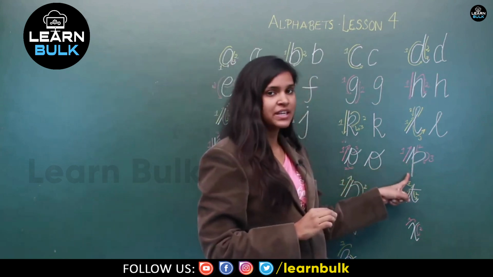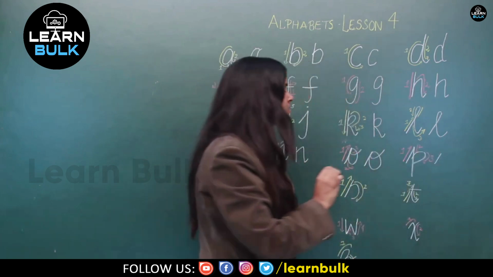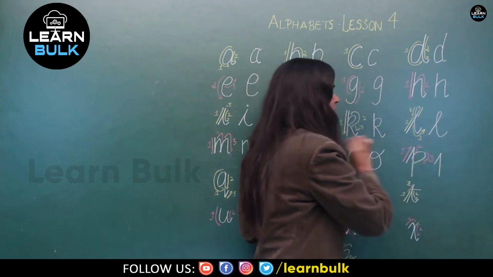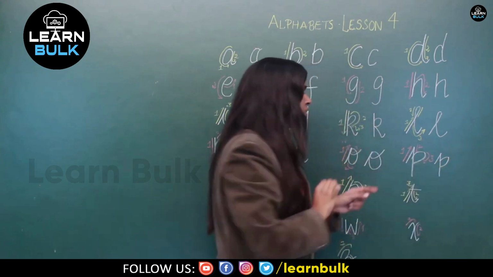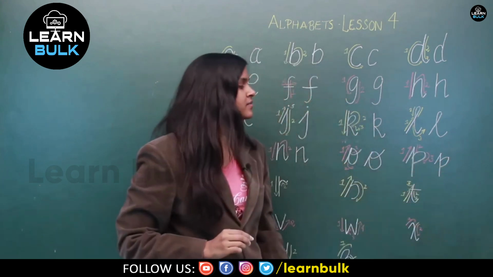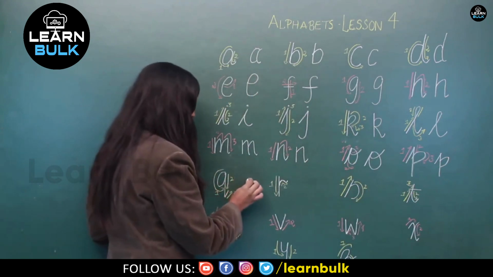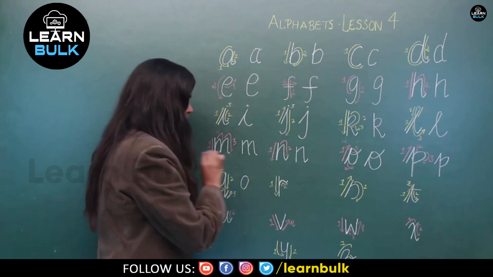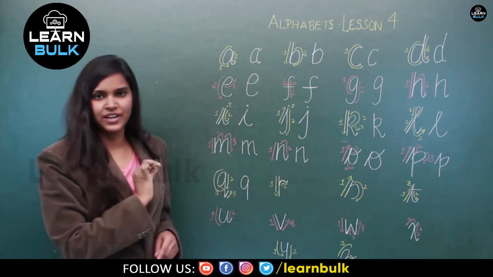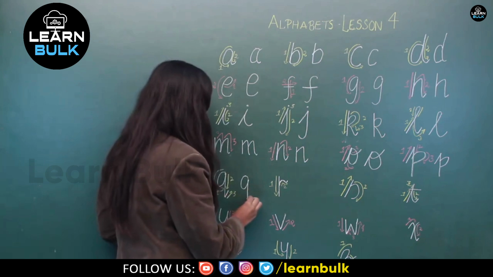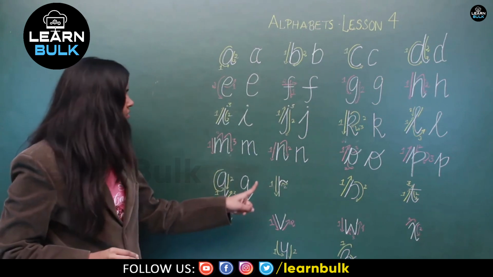Let's learn how to write P. A slant line, a straight line, and a curve in between. Let's come to Q now. A circle like this, a straight line, and a slant line at the tip of the straight line.